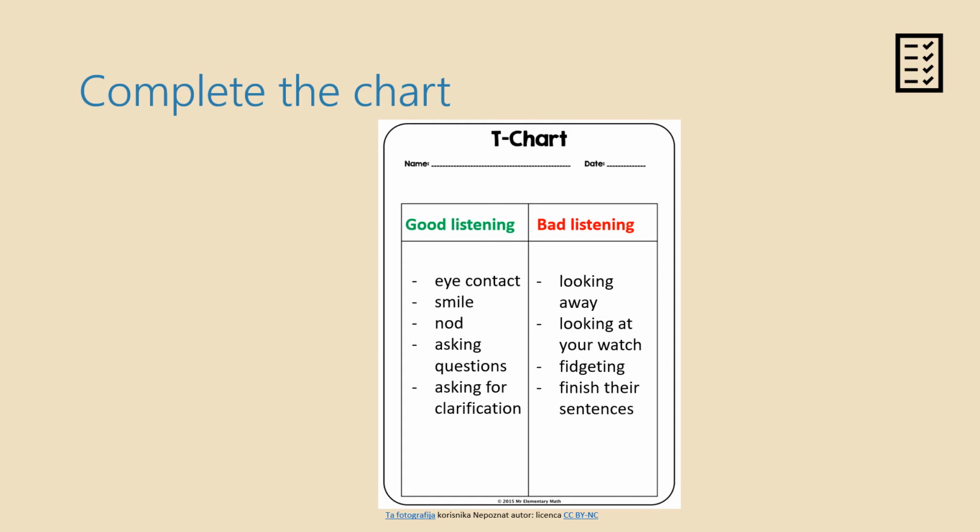Signs for bad listening would be looking away from the speaker. Also, looking at your watch or fidgeting while listening to a person is actually a sign that you are not really either interested or not paying attention to what is being said. And finally, finishing somebody else's sentence is also a sign that you're trying to hurry him or her up, that you're not actually into the communication because you have already set your mind to what will happen next.